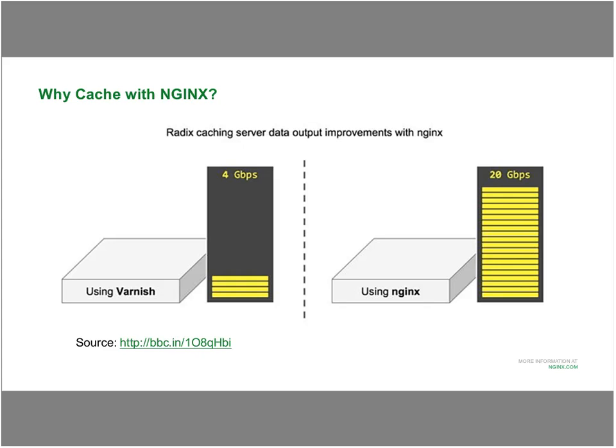So why cache with NGINX? This screenshot here is from a BBC study that they did with their Radix caching server. You can follow that link there and get all the details of what they did, the details of their setup, and how they were able to get this performance difference. They compared NGINX to Varnish. Not against Varnish, we like Varnish, it's our open source cousin. But with the BBC testing, they're saying that with NGINX as a drop-in replacement for Varnish, they're seeing 5 times more throughput. And that kind of goes towards NGINX's architecture that Floyd touched on earlier.